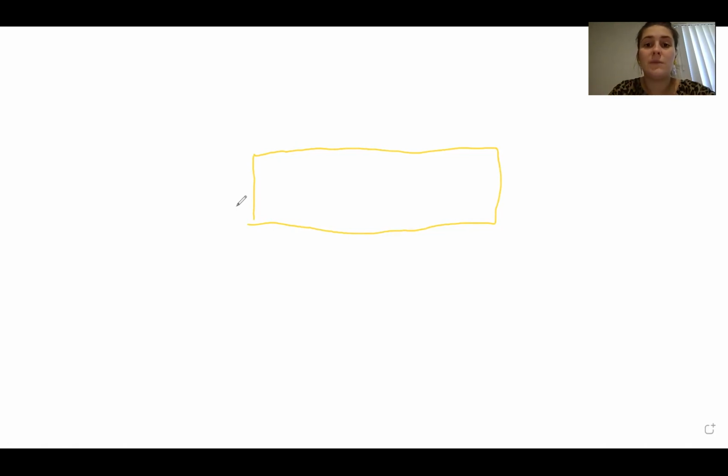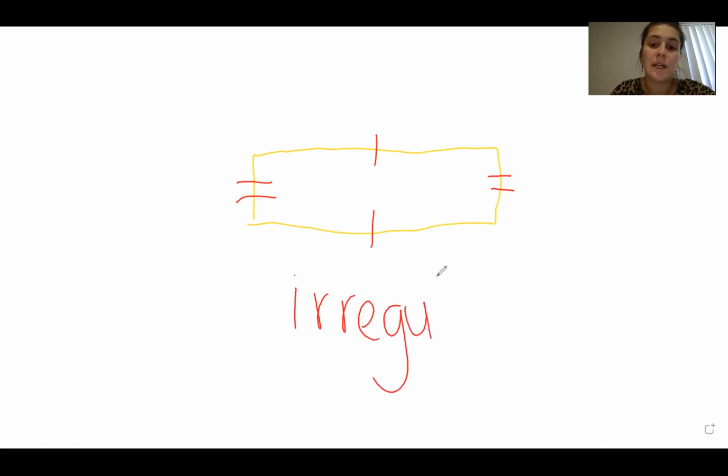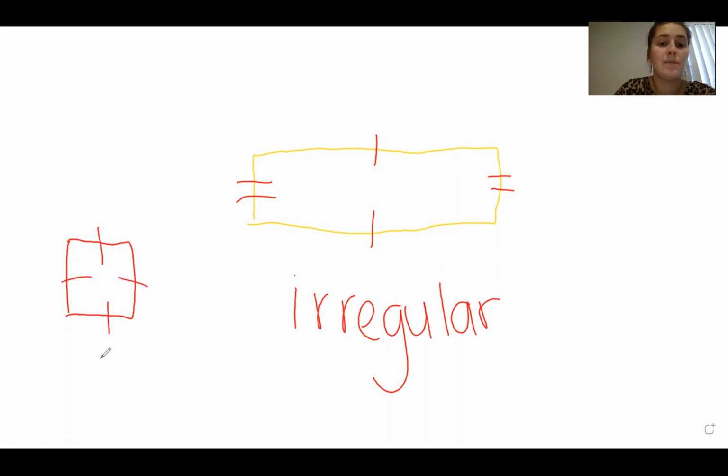Okay, if you look at this rectangle here, are all of its sides the same length? No, you have two sides that are the same, and then you have a different two sides that are the same, which makes this rectangle, or all rectangles, irregular, because the criteria for a regular shape has to be that all of the sides are the same, like a square. All of the sides are the same length, so that one is regular.